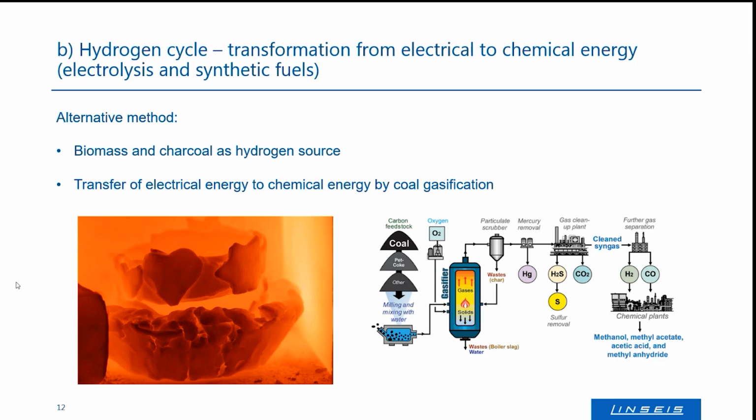Another method to generate hydrogen besides direct electrolysis would be the so-called coal gasification.